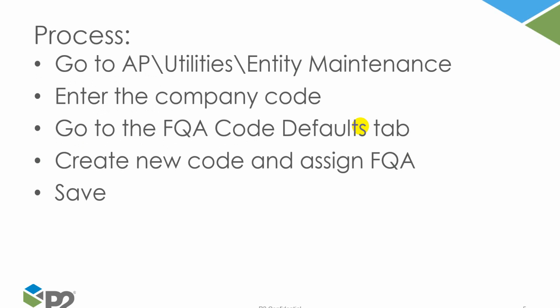The process is to go to the AP module, then to Utilities, and then to Entity Maintenance. Once there, we need to provide the company code. We will then go to the FQA Code Defaults tab, create the new code, and assign the FQA. And at that point, we will save the changes. Let's look at the process in the IDEA screen.